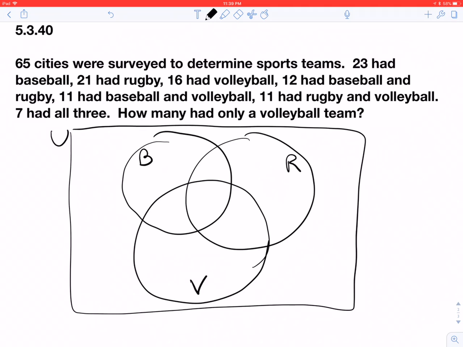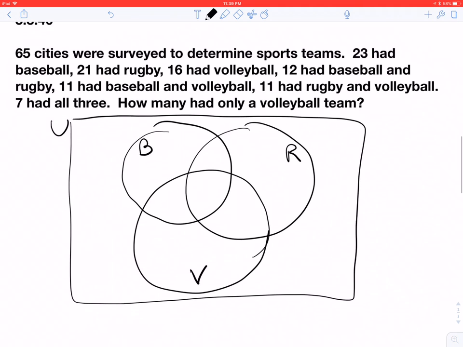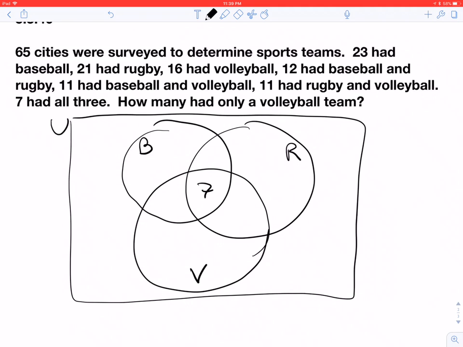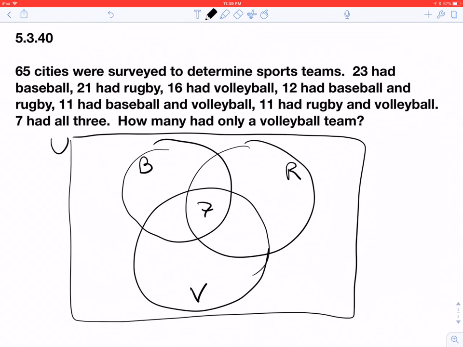Now, when we're doing Venn diagrams, you start from the center and work your way out. It says that 7 had all three, so 7 of the cities had all three of the sports teams. And then you work backwards.